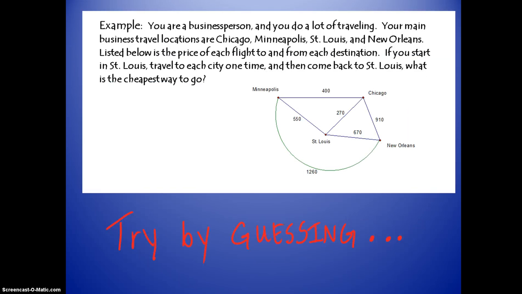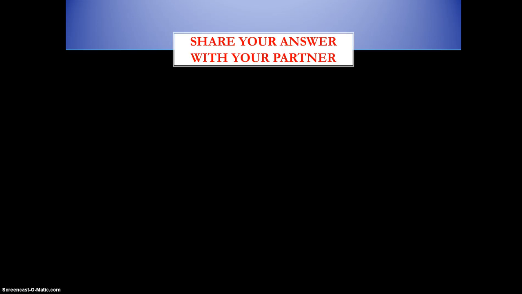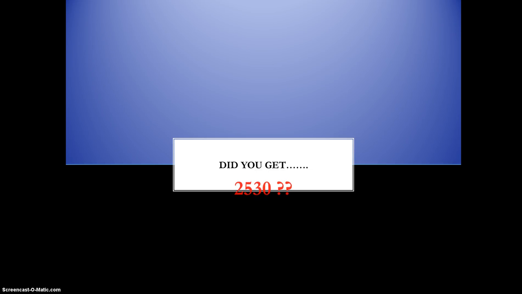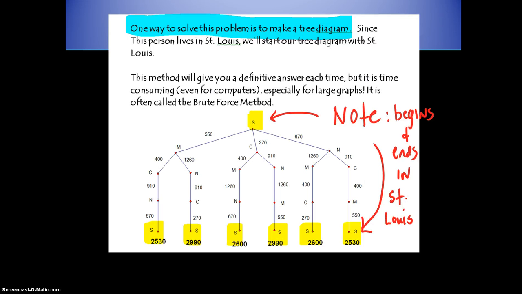All right, so we're going to try by guessing first. Why don't you take a look at that and see what you get? And did you get 2,530? Well, whether you did or didn't, I'm going to show you a more efficient way on how to do this problem. So it's called brute force, and we do it by making a tree diagram.